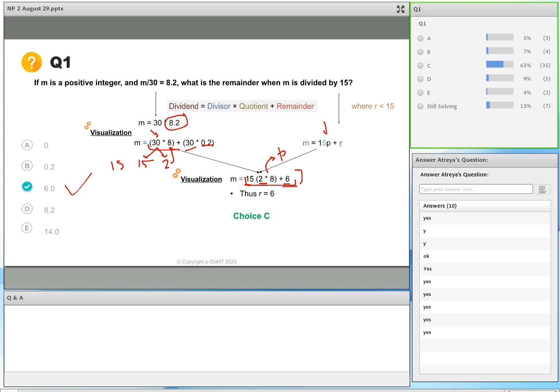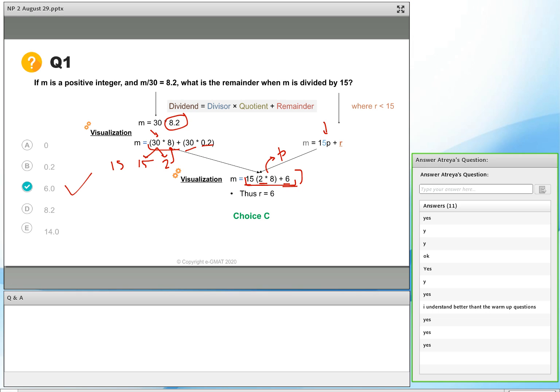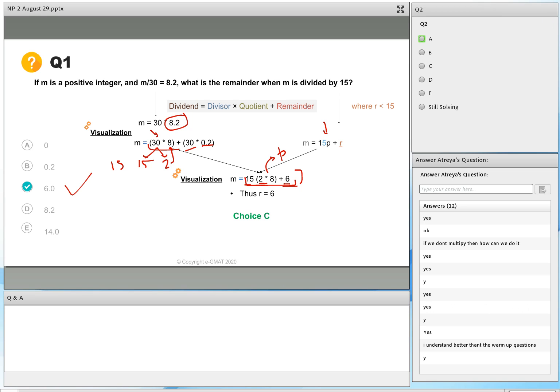All right, so now we'll move on to question number 2. Just give me a moment over here. All right, just a moment, please. I'll bring question number 2's poll. All of you can see the poll, I presume. The poll is on. Please mark still solving.